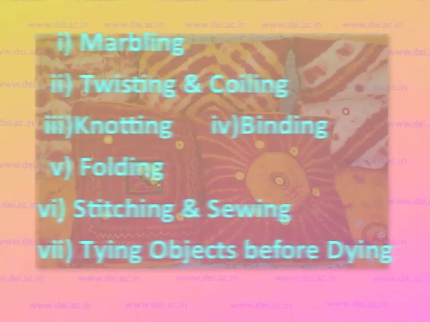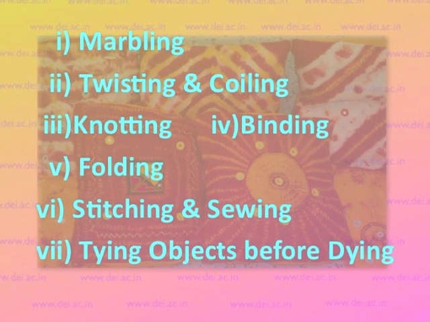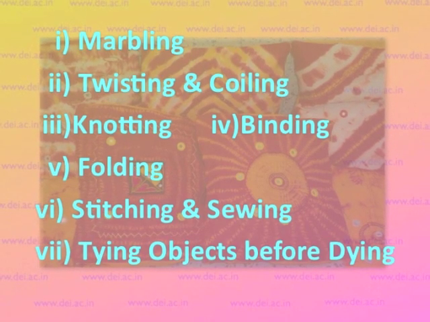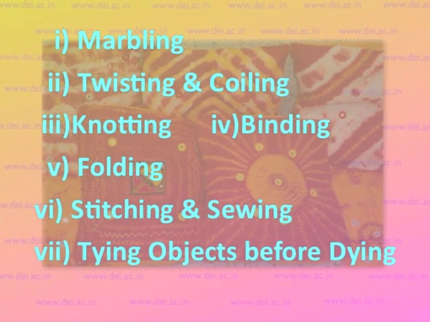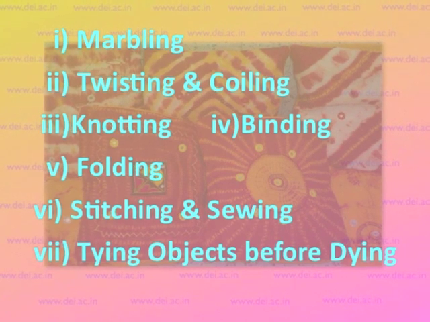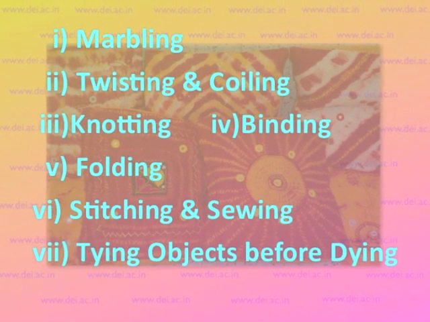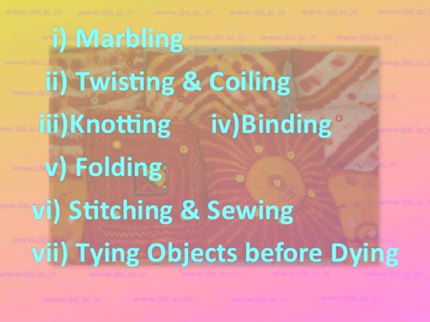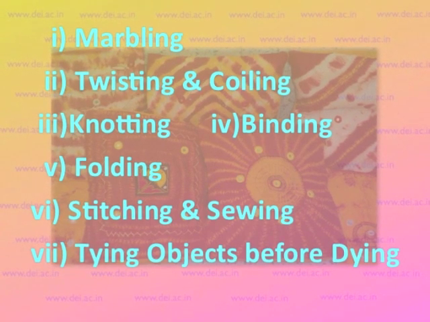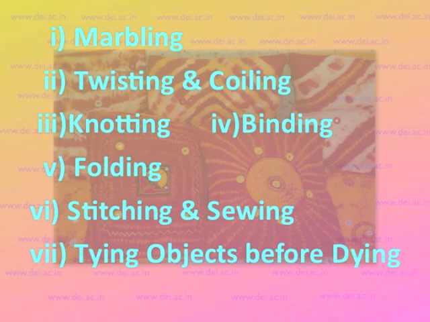In this unit, the different methods used on fabric for dyeing are discussed. These include marbling, twisting and coiling, knotting, binding, stitching or sewing, and tying objects before dyeing.